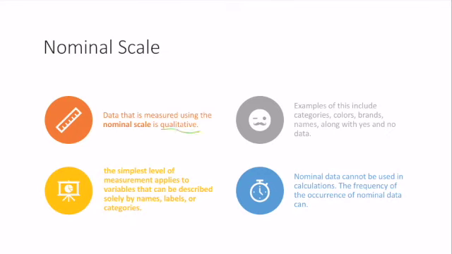This is the simplest level of measurement, and it applies to variables that can be described solely by names, labels, or categories. An example of this would be colors, brands, names, and this also includes yes and no data, which is important to keep in mind. As we go into Chapter 2 and learn about calculations we can do with our data, it's important to note that nominal data cannot be used in calculations. The frequency of the occurrence is the only thing we can see. There were 5 people in the class with brown hair and 3 people in the class with black hair, right? We can only calculate the frequency.